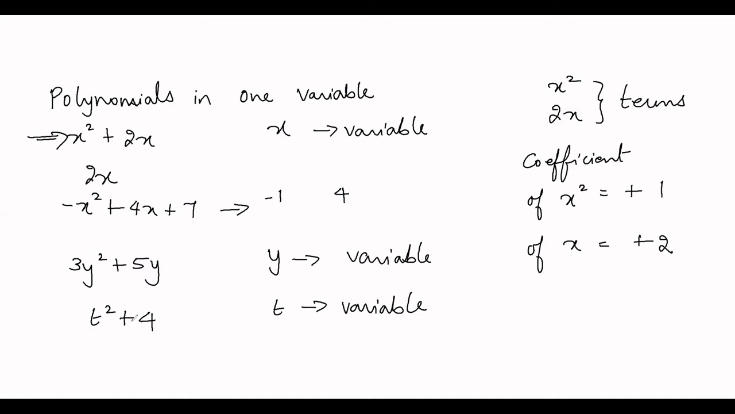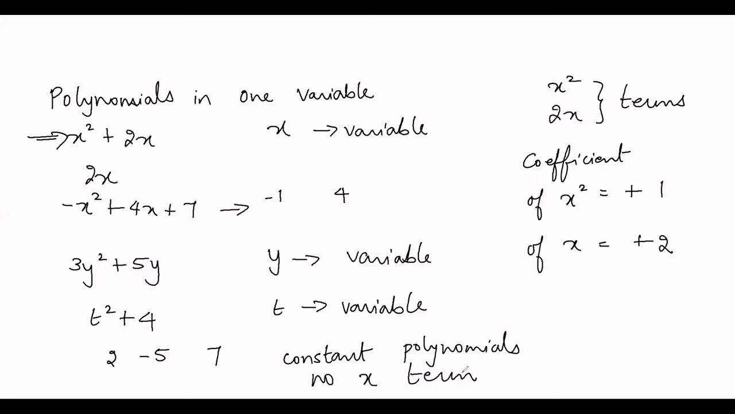Now, there could be an example which looks like, say, we have 2 or minus 7 or 7. These are referred to as constant polynomials, because there is no x term. The constant polynomial 0, if we consider 0, this is referred to as a zero polynomial.